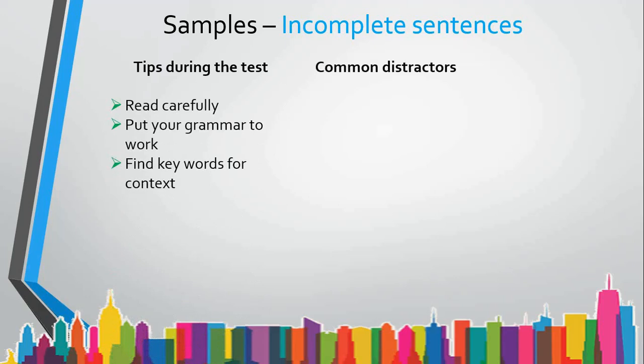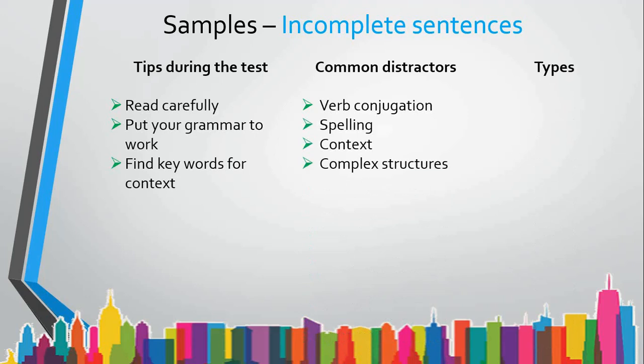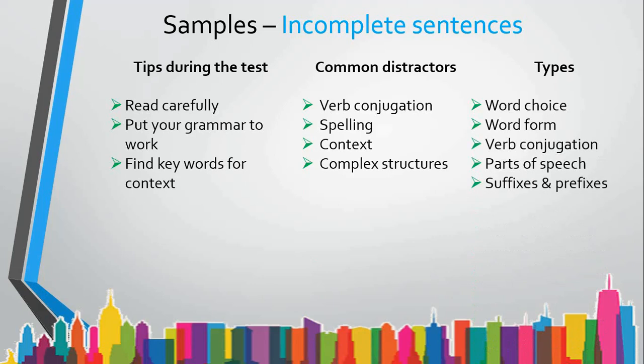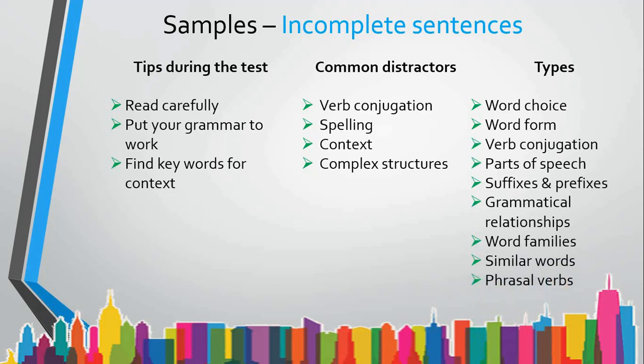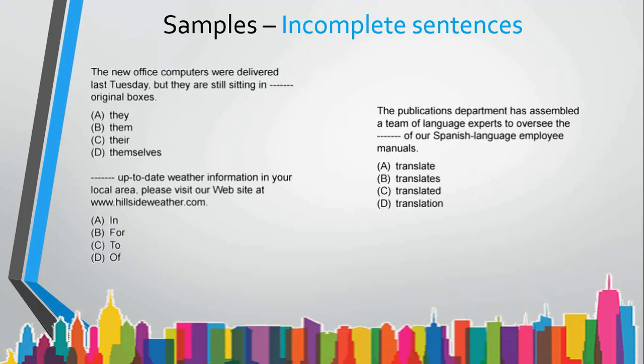Some common structures for this part are verb conjugation, so you have to use verb tenses a lot, spelling, context, and complex structures. The types of questions for this part may be about word choice, word form, verb conjugation, parts of speech, suffixes and prefixes, grammatical relationships, word families, similar words, phrasal verbs, and the practice.